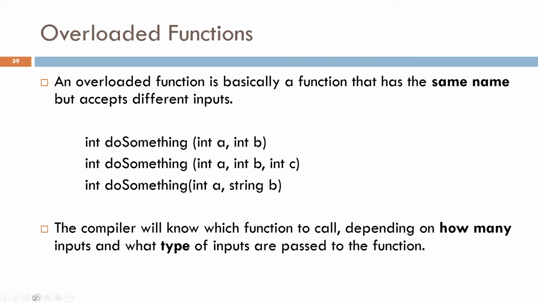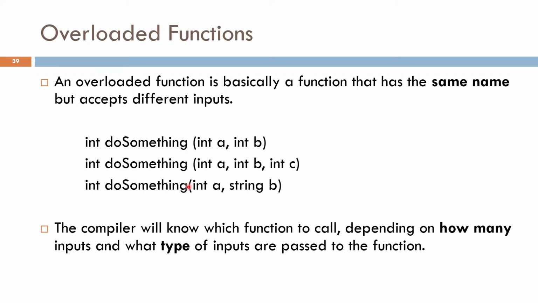The last concept that we're going to be dealing with today is what we refer to as an overloaded function. An overloaded function is basically a function that has the same name, but the inputs are different. We can have doSomething with int A, int B, and we can have doSomething, the same function, with 3 inputs instead. And then we can have doSomething with 2 inputs, but 2 different inputs altogether: instead of int A, int B, we have int A and string B.